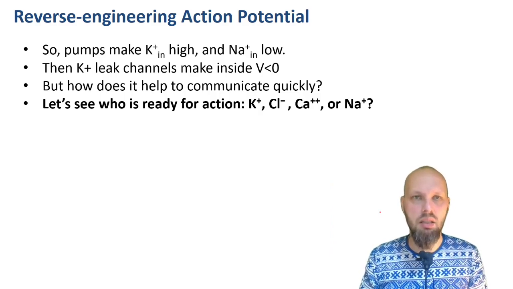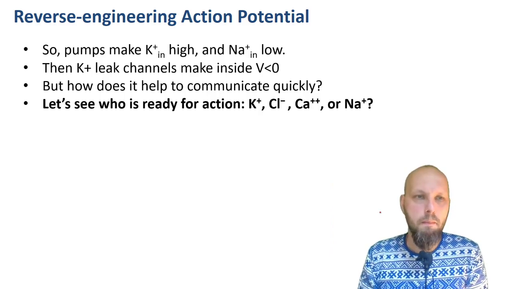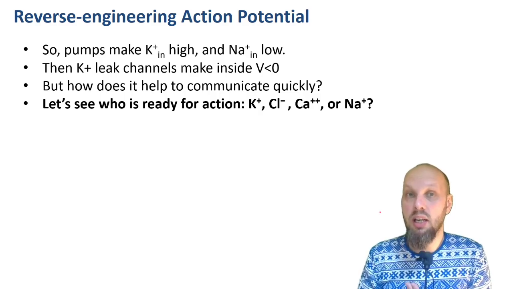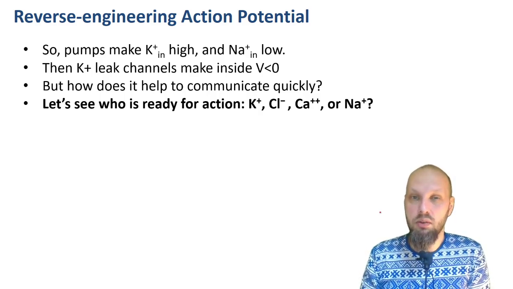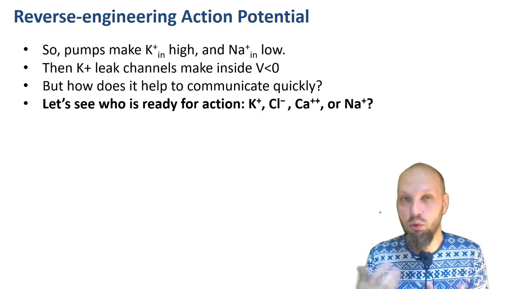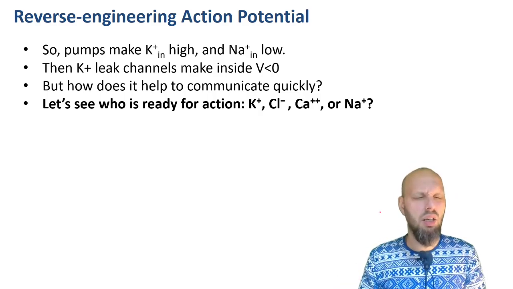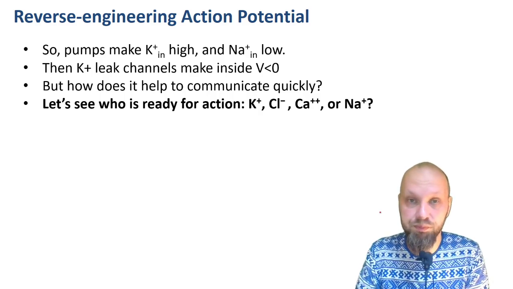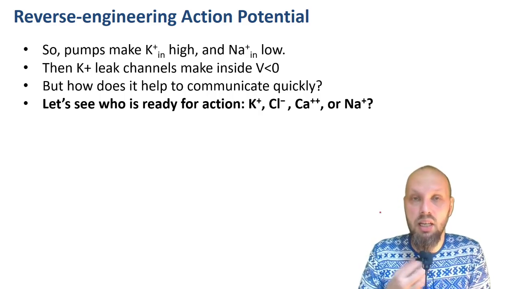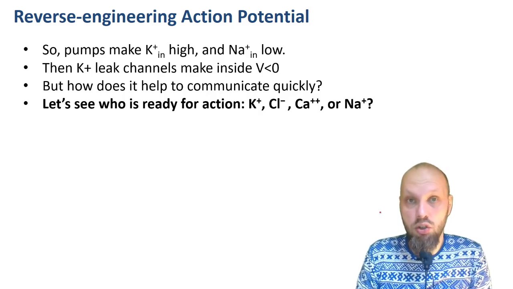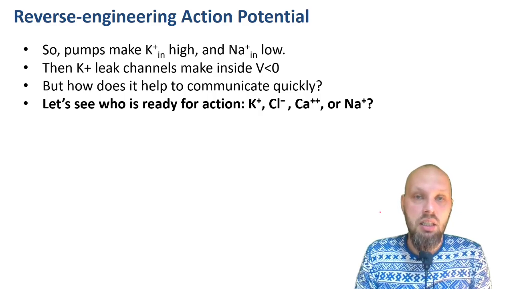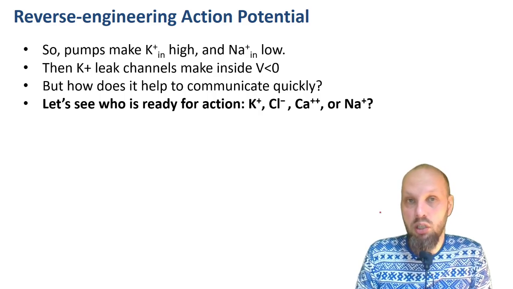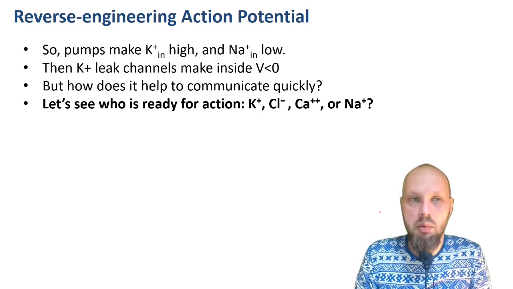So let's try to figure out which ions can help us in this task. We have about 4 different ions that are key players in this process: potassium, chloride, calcium, and sodium. Some of them are positively charged, some are negatively charged, some are mostly inside the cell, some are mostly outside the cell.